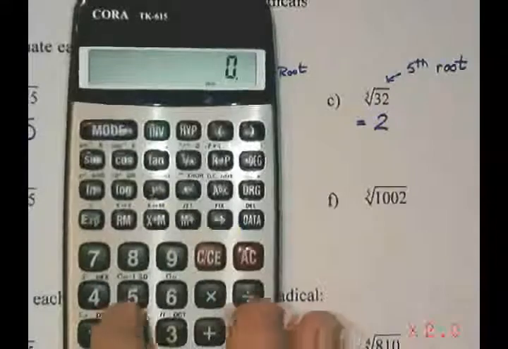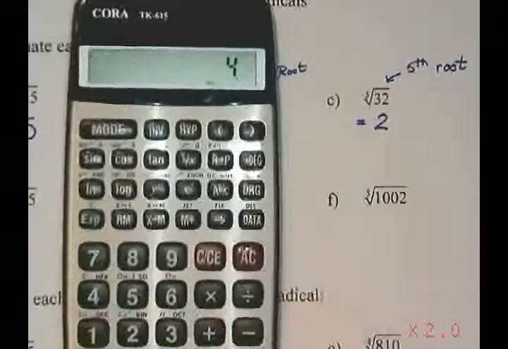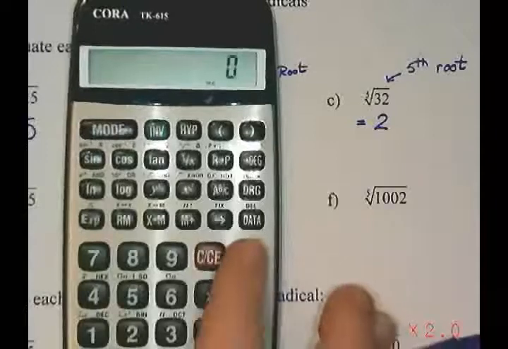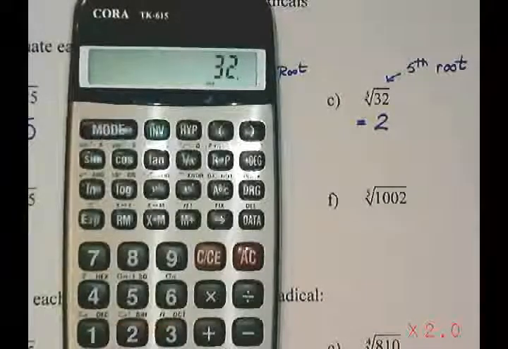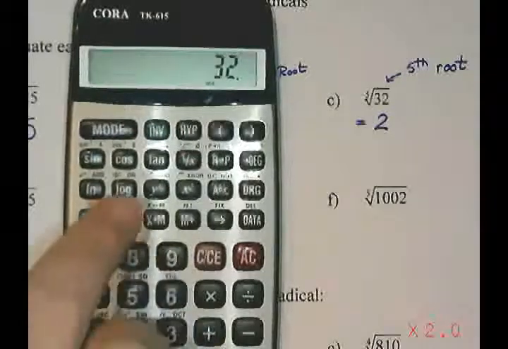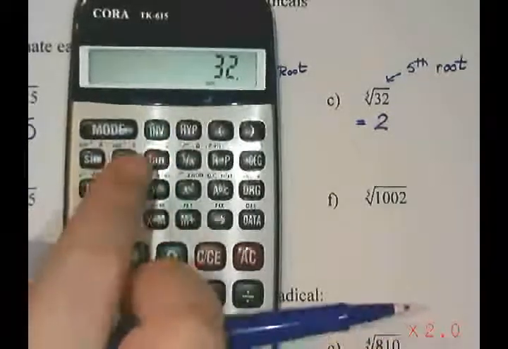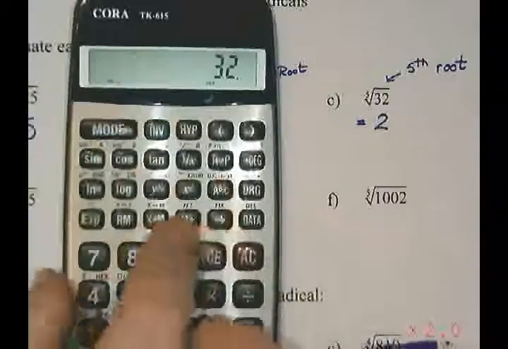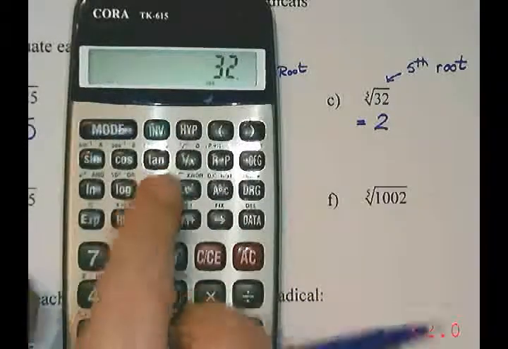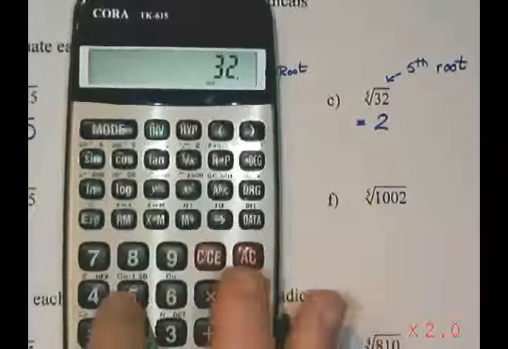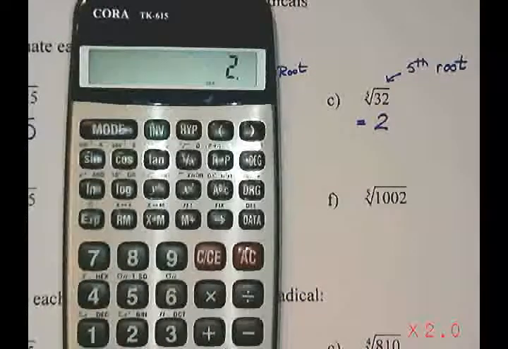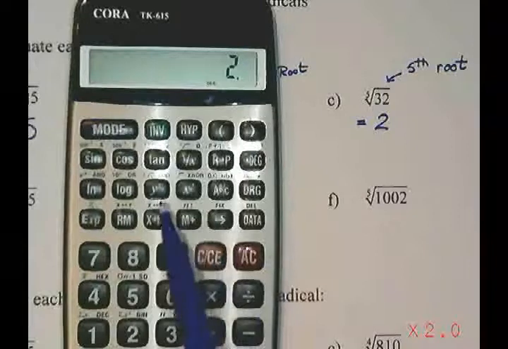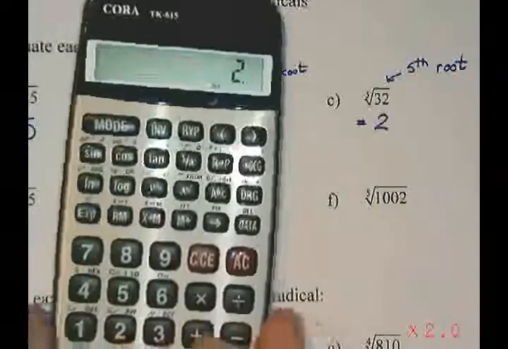So this is a calculator where if I type in 4 times 4, I don't see it on the screen. So if I wanted to do the 5th root of 32, I would type in 32, and then I would do second function, or in this case it's inverse, my exponent button. And then I type in the 5 because I want the 5th root. And it tells me that the 5th root of 32 is 2. So all I need to do is the second function of my exponent button.